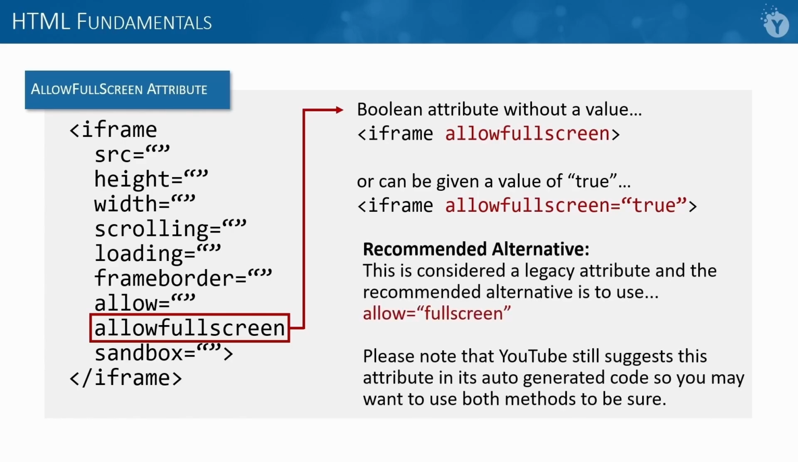It goes on to suggest that using the full screen value in the allow attribute is the recommended way forward. That said though, as we've just seen in our example code, YouTube still uses this attribute when it generates code for you. This is likely because some browsers will look for the newer allow attribute, while others may still require this allow full screen attribute. If you want whatever's in your iFrame to be able to launch in full screen mode, I recommend that you use both. This way, no matter what the browser is expecting, you'll have both angles covered.